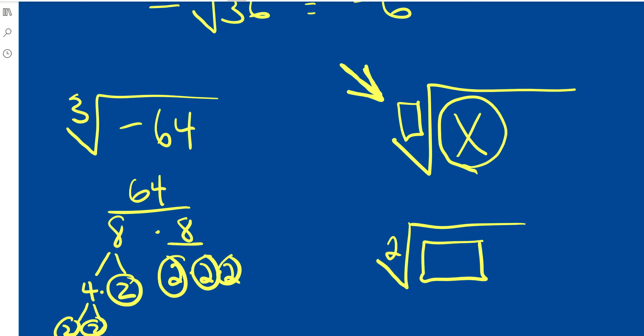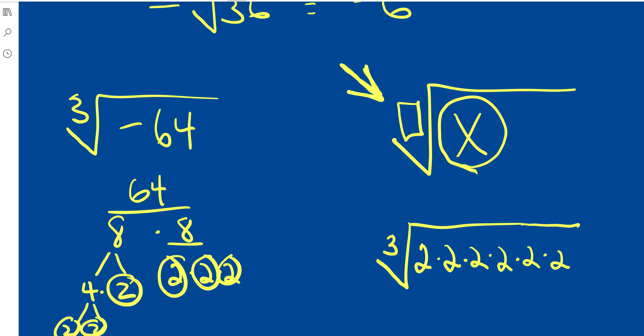And now I'm going to rewrite this problem, and I'm going to say what they're asking for here is the cube root of 2 times 2 times 2 times 2 times 2 times 2. And there I go. That's my 8 times 8 is 64. The cube root is going to be for every 3 of the same numbers. This tells you how many of the same numbers I want to take out. For every 3 of the same numbers, I'm going to take 1 out.